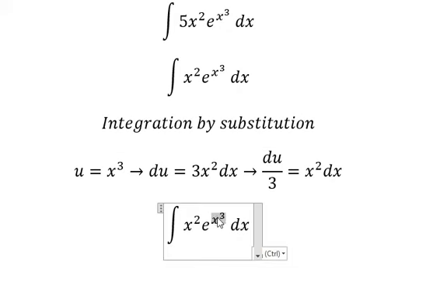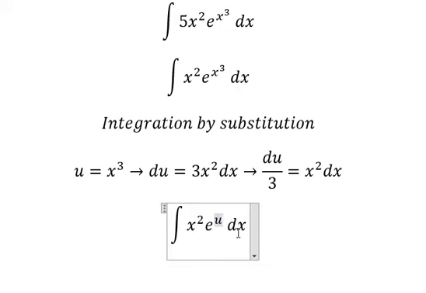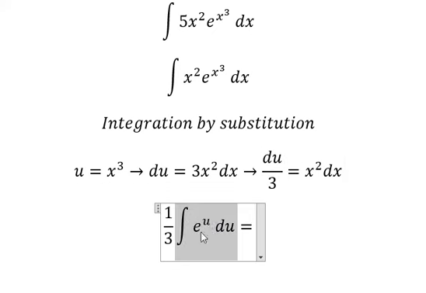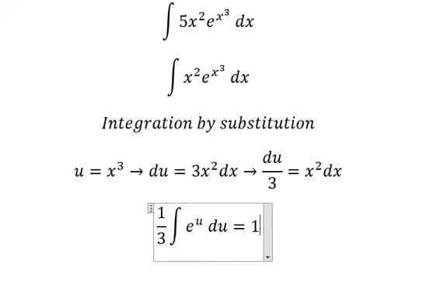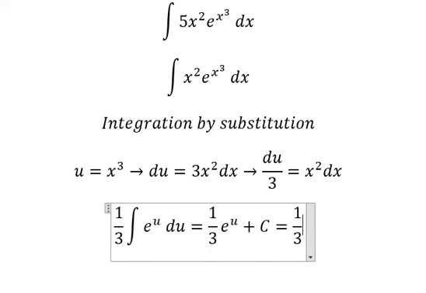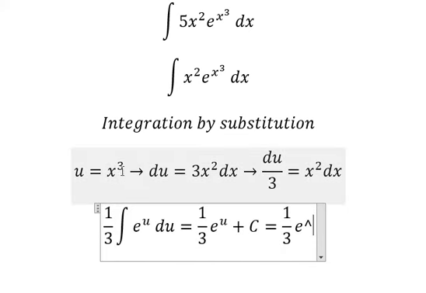So this one we change to u. S squared ds we change to this one. The integration of e to the power of u gives e to the power of u, and we put plus c. That is in terms of u.